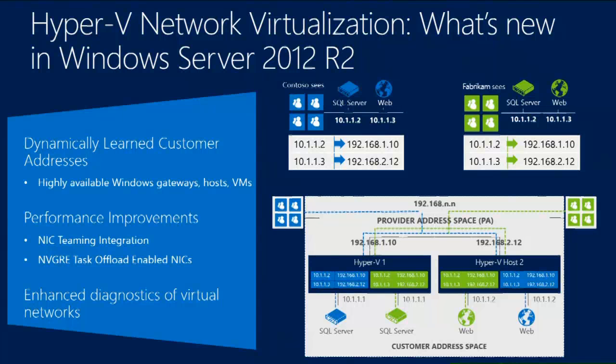We also invested in a couple of performance improvements. So NIC teaming was a big investment area we made, where Hyper-V network virtualization now works with NIC teaming, so that you can both inbound and outbound, so that you can get optimal throughput possible on the hosts where it is being used. And secondly, we partnered with the hardware community around task offload.